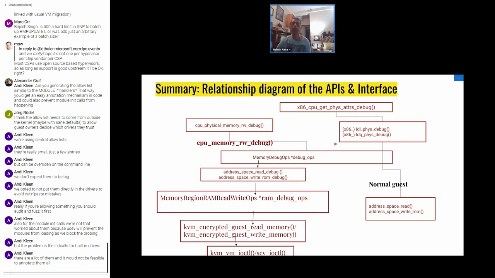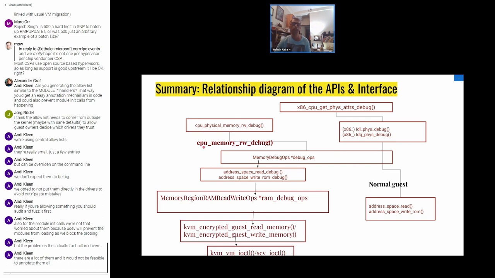But in case of an encrypted guest, they get into debug ops, and then they get mapped into the specific read debug and write debug helpers. They basically get the memory region, and because the attributes are set and the RAM debug ops callback is available, it calls back into the KVM encrypted guest read write memory functions, which will map to the SEV IOCTL for SEV and KVM VM IOCTLs for TDX guests. And this is for the physical side of things.